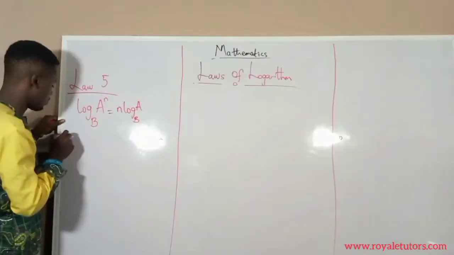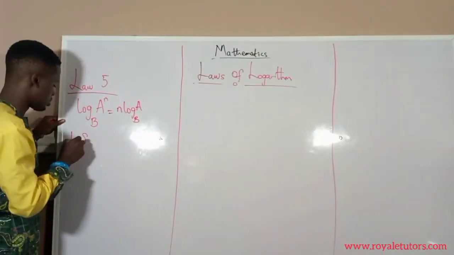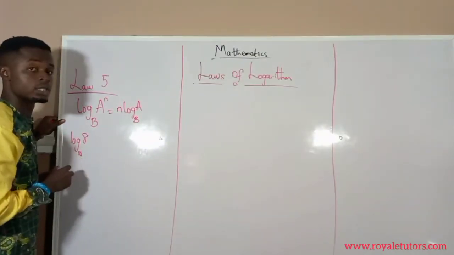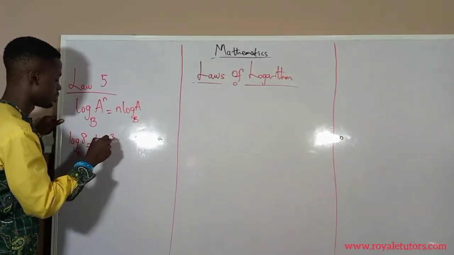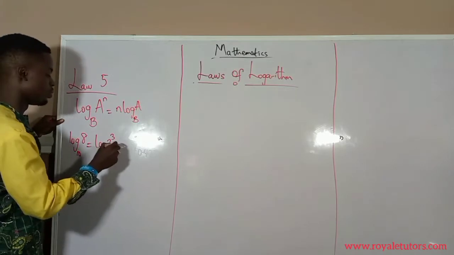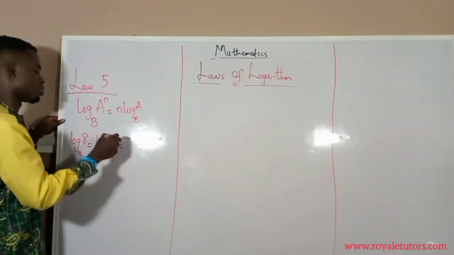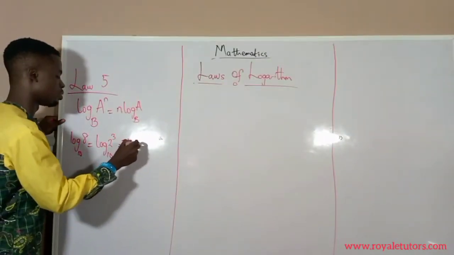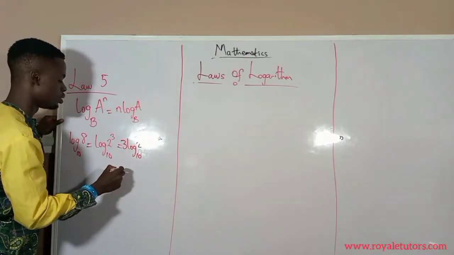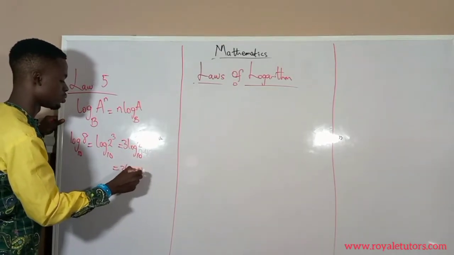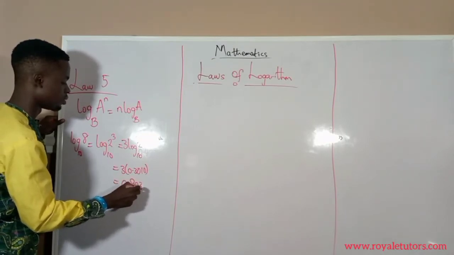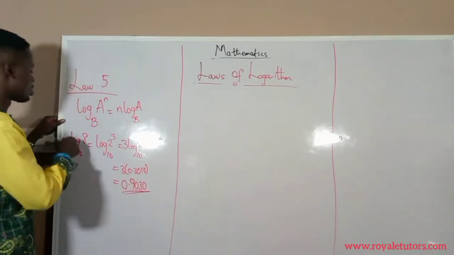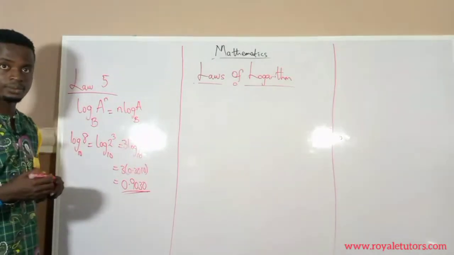So that means if we have log 8 base 10, it will be the same thing as having log 2 raised power 3 base 10, which you can send the 3 back based on this law to have 3 log 2 base 10. Log 2 is 0.3010, so this is going to give us 0.9030, which is the same thing as what log 8 is.